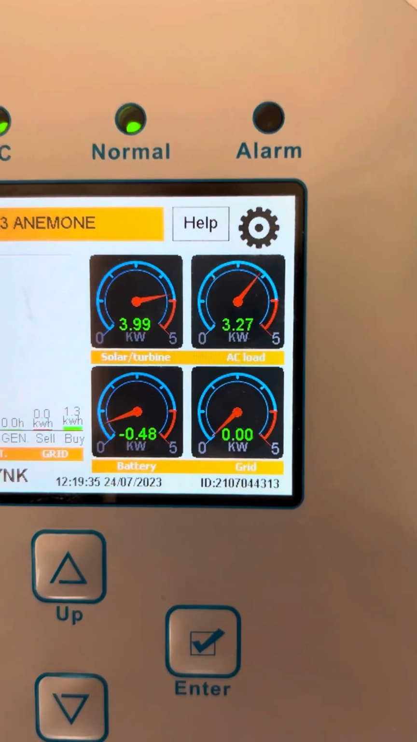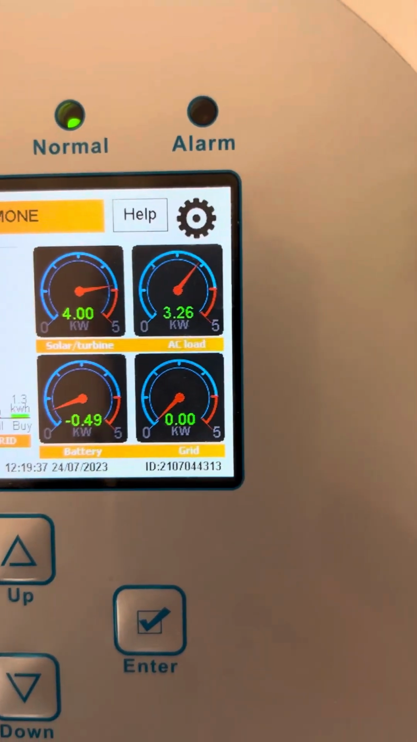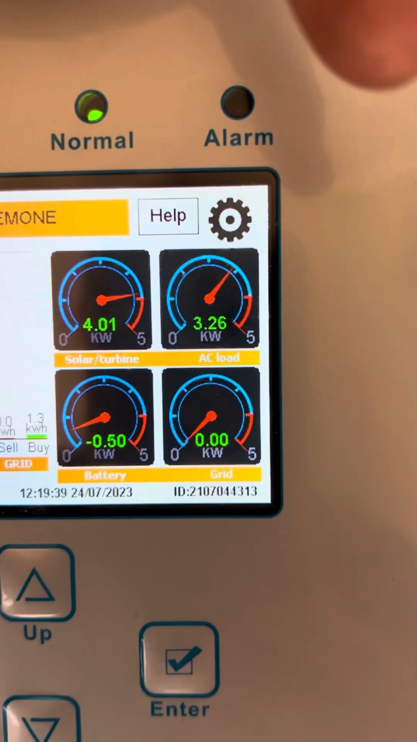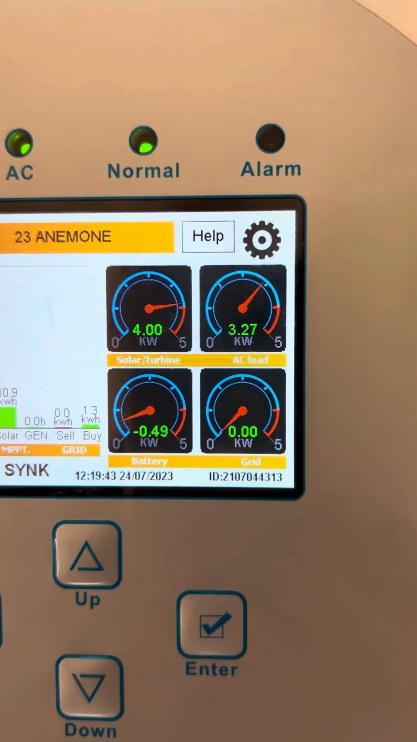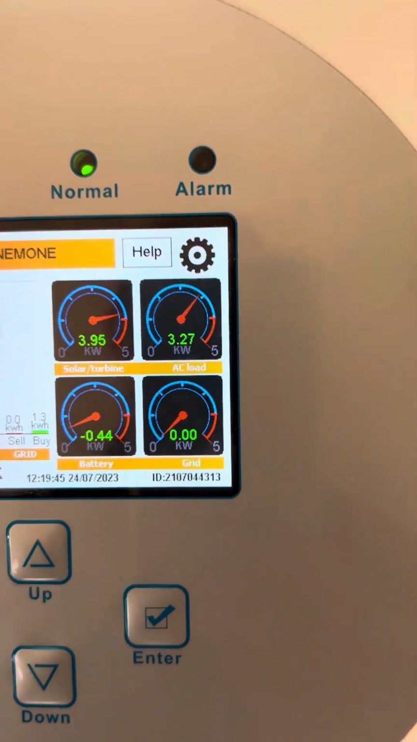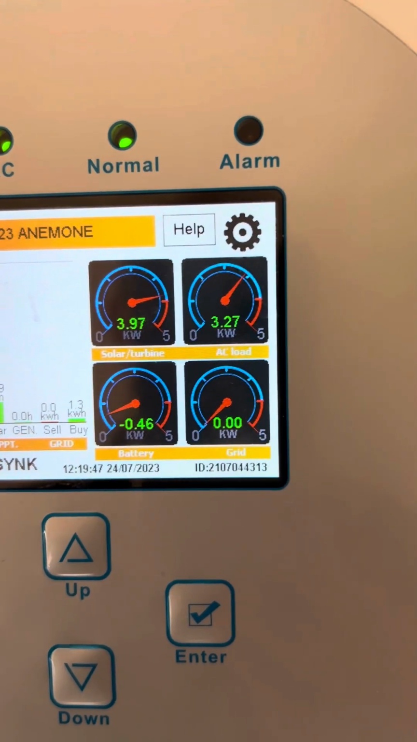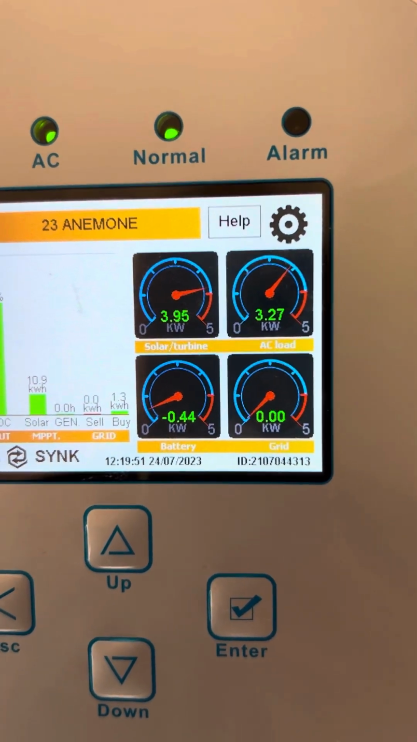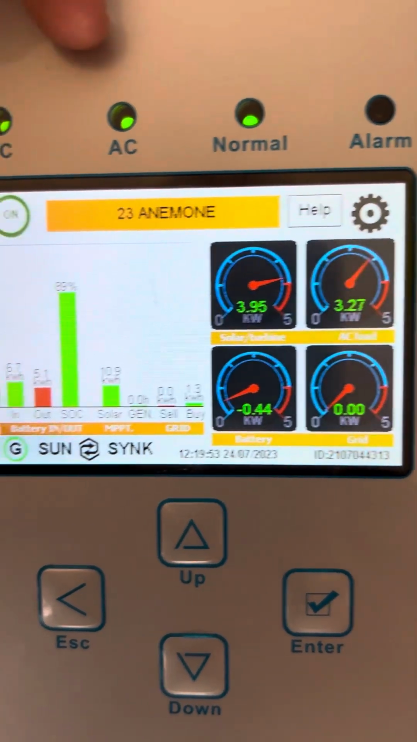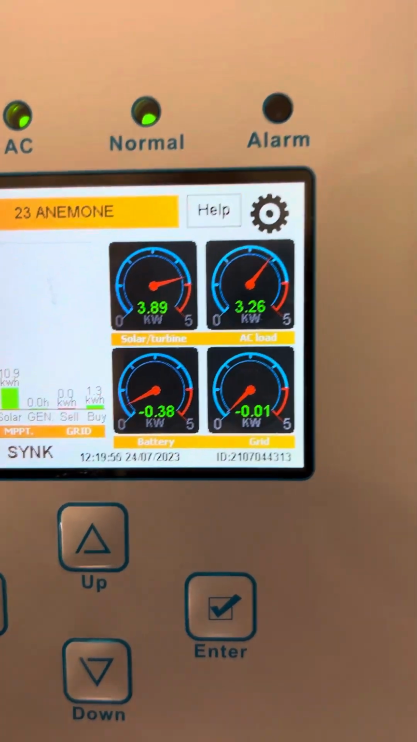And furthest, last but not least, you'll see AC load. That's top right. So on AC load over there, you will notice that the house is using or requiring 3.27 kilowatts. All of that is being produced by the panels, and although you are connected to the grid over there, it is not using the grid.